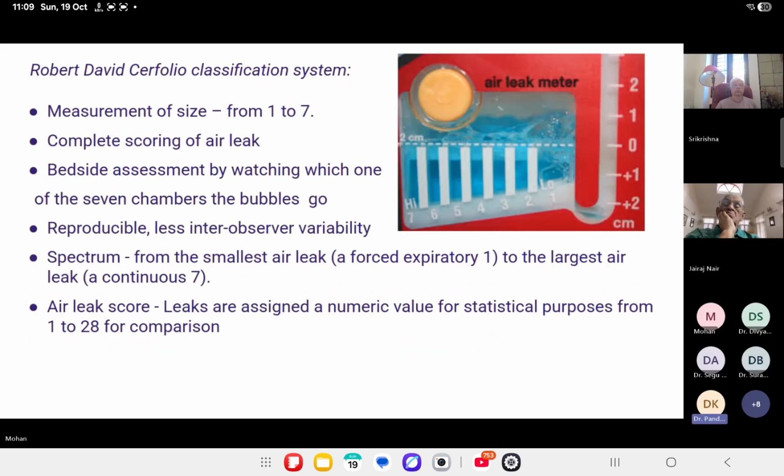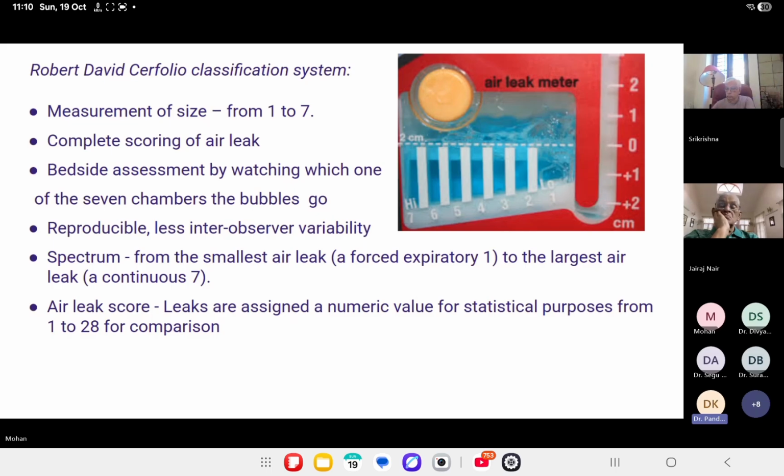In the Robert David Cerfolia classification system, the air leak meter looks like this, which has 1 to 7 levels, for complete scoring of air leak. Bedside assessment is done by watching which of the 7 chambers the bubbles reach when the patient is coughing. Here in this image, at level 1 there is bubbling. In the same way, if you see bubbling in the 7th chamber and it continues, it is the maximum air leak which a patient can have.